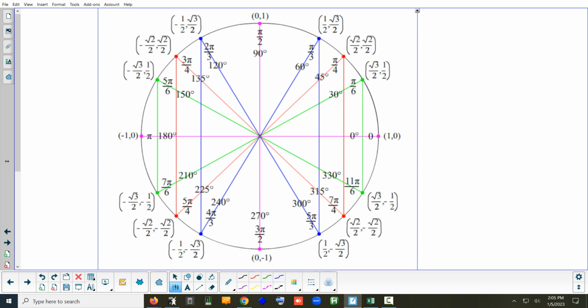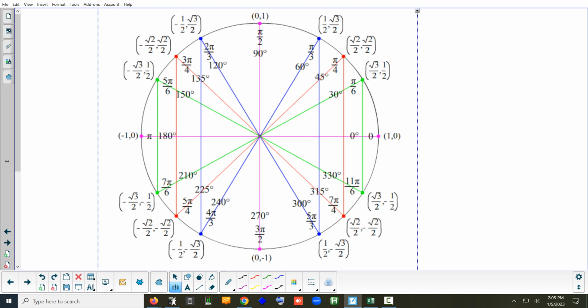And then the blues, those are all the ones where the 30-60-90 is standing up taller in every quadrant. When it stands up taller, the y value is the big number. And that's why it comes second in all the blue ones.